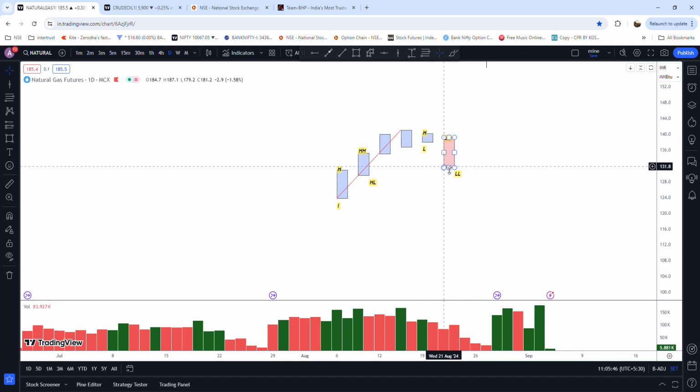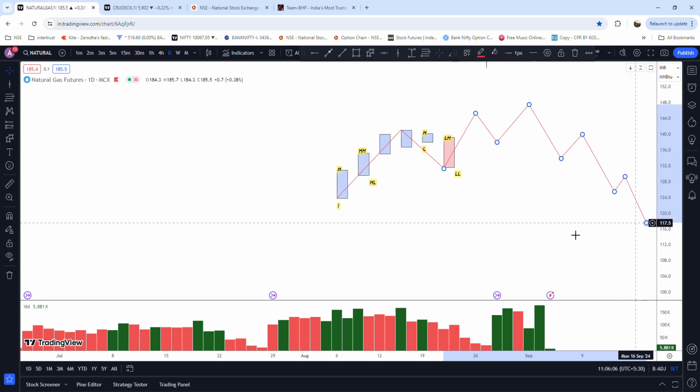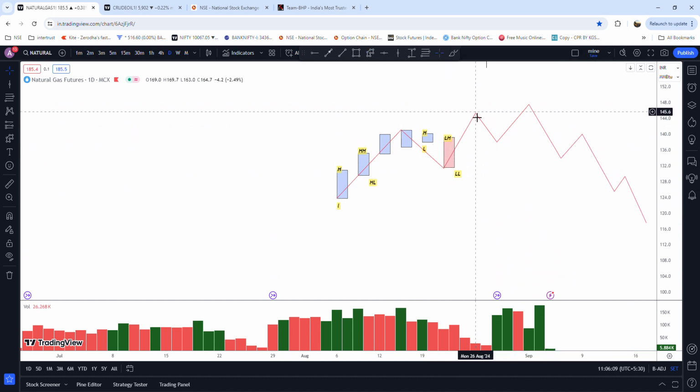Then when I draw, I will draw from the high of the last high candle to the low of this candle, and so on and so forth. This is how I draw my zigzag lines, connecting the higher highs to the lower lows. Now for this particular example, let's say price continues going down.